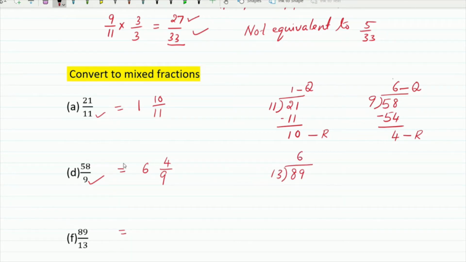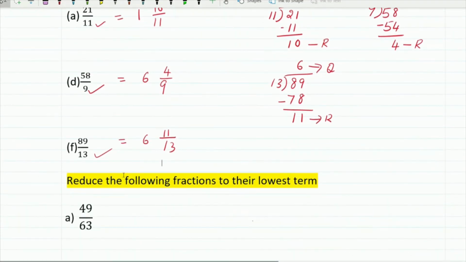6 3s are 18. 1 6 1s are 6, 6 plus 1 is 7, so 78. 9 minus 8 is equal to 1. 8 minus 7 is equal to 1. The remainder is 11 and the quotient is 6. Therefore, we can write the mixed fraction as quotient as the whole number part, remainder as the numerator, and the denominator remains the same, that is 30. So we got the mixed fractions for all 3 given questions.